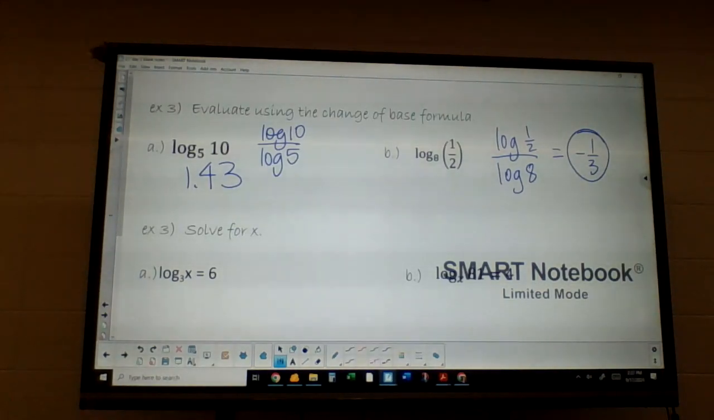All right, so let's finish up with a few more of these here, so stick with me. Did you guys all get these to work? Negative 1/3, negative 0.3 repeating, yes, we're okay with that.